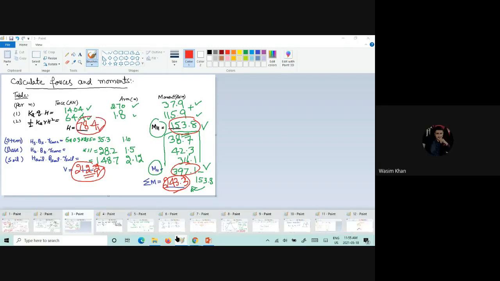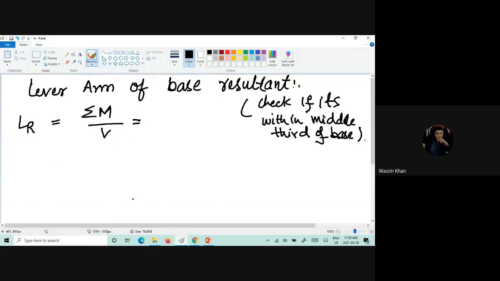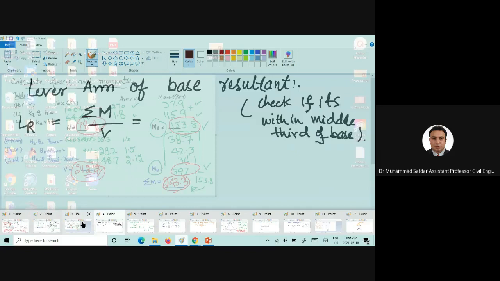Once we got all these, okay. Sliding resistance. Sliding resistance. Just wait a moment, please. Okay. 0.08. Okay, just wait a moment.